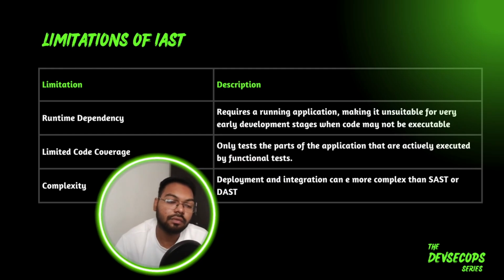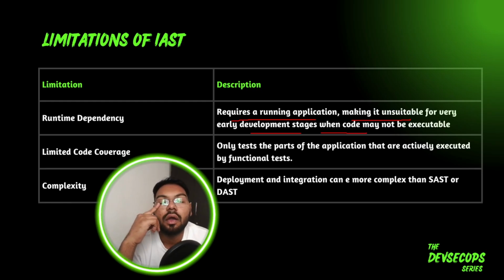Then you have the limitations of this IAST. It requires runtime dependency. It requires a running application, making it unsuitable for very early development stages when code may not be executable. So it is really for a mature application. It would not be helpful if you directly integrate it when you are starting the development of your application. But it would be really helpful when your application has a bulky amount of functionality and has multiple pages. That's when it would give you more value rather than adopting IAST in the early stage.